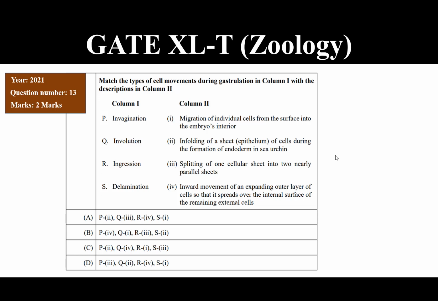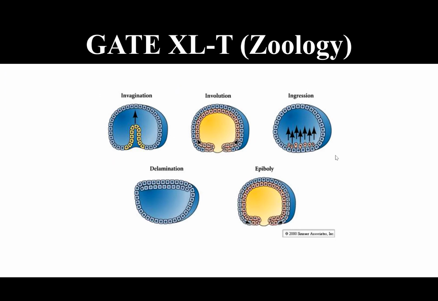Match the type of cell movements during gastrulation in column 1 with the descriptions in column 2. So let's first look at all these different types of cell movements. During gastrulation, there are 5 different kinds of cell movements which are called invagination, involution, ingression, delamination and epiboly.